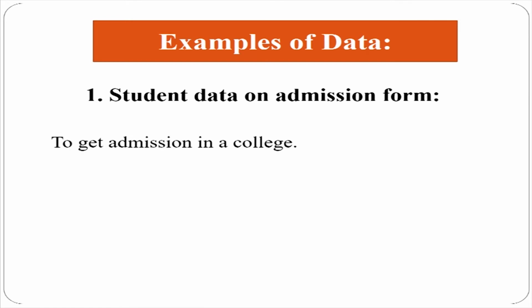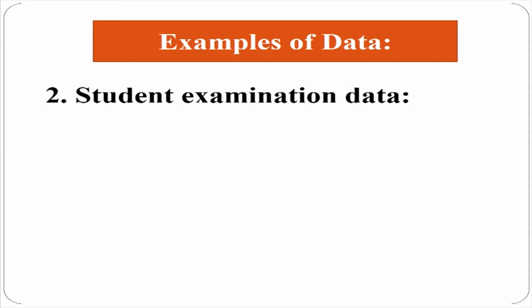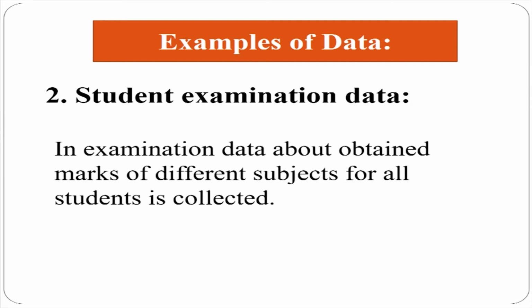When students get admission in college, they fill an admission form. This form contains raw data like name, father's name, address, where he or she lives, etc. Number 2, student examination data. When students sit for an exam, their scores are collected. For example, maths 70%, chemistry 80%, etc.